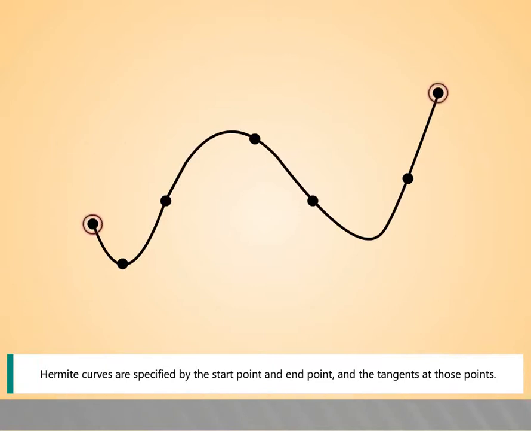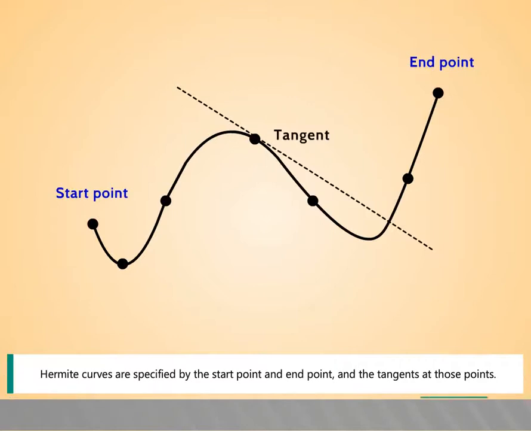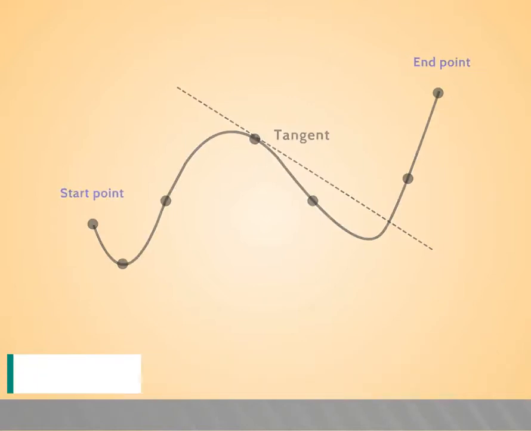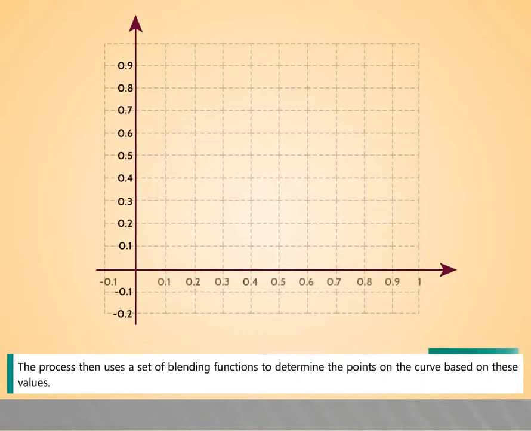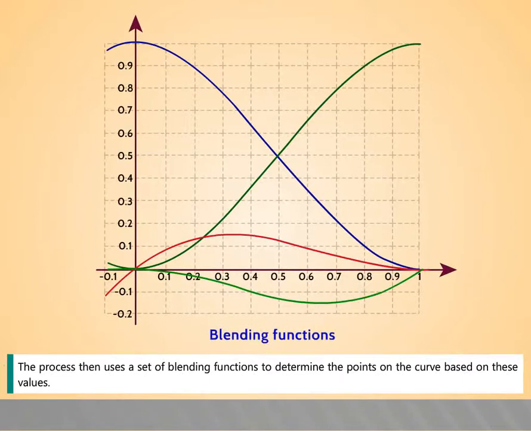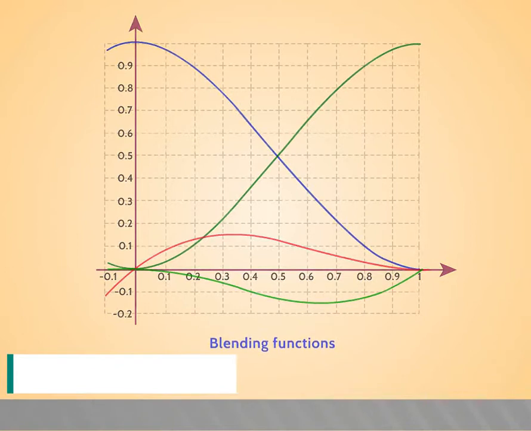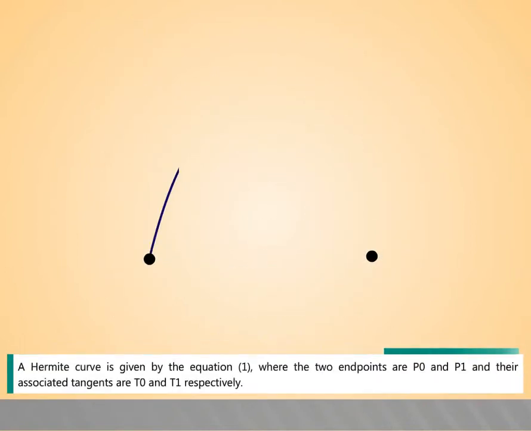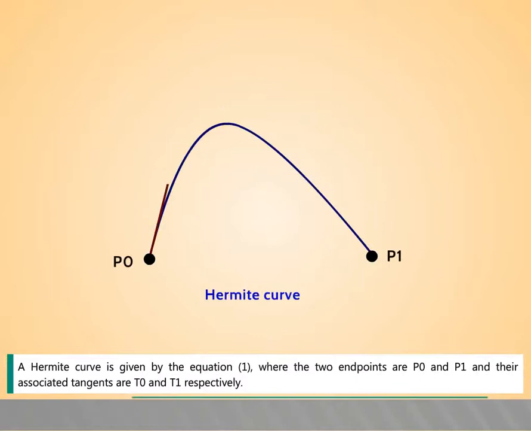Hermite curves are specified by the start point and end point and the tangents at those points. The process then uses a set of blending functions to determine the points on the curve based on these values. A Hermite curve is given by equation 1, where the two endpoints are P0 and P1 and their associated tangents are T0 and T1 respectively.